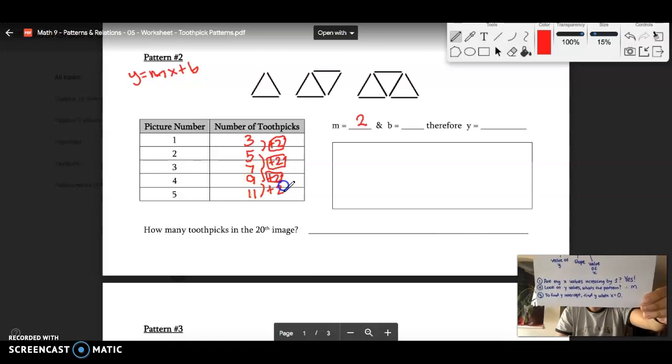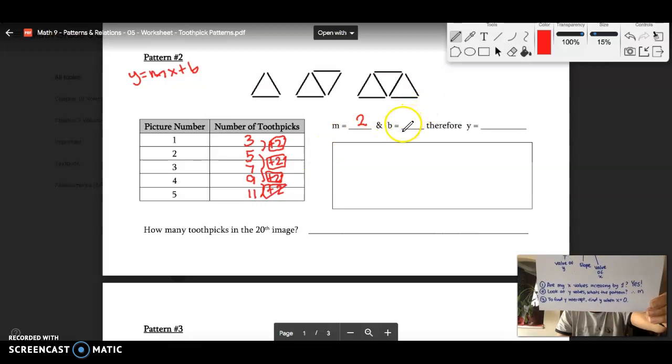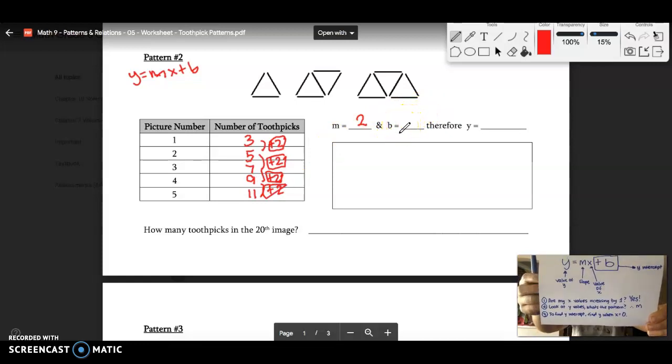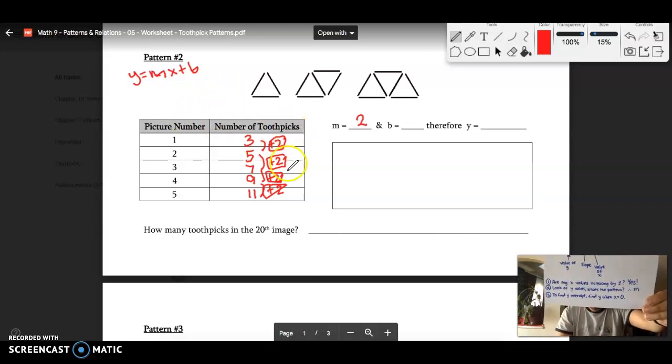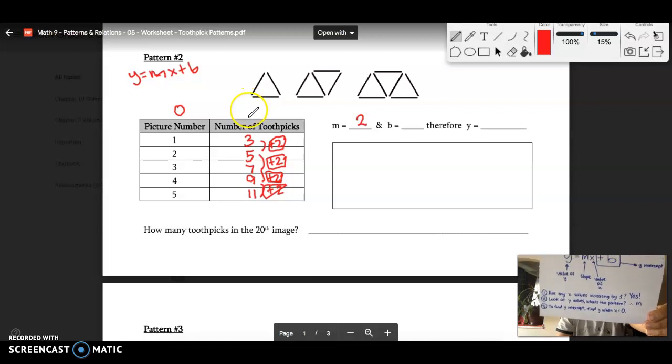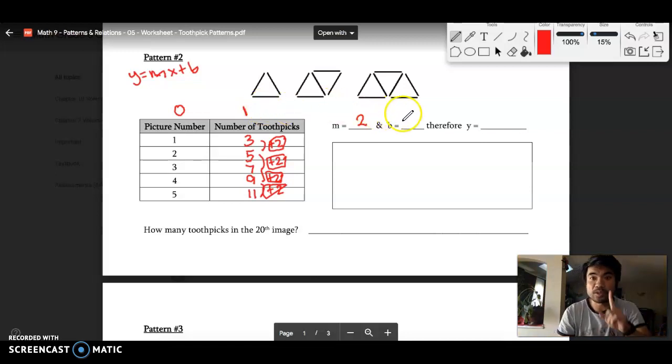Now let's look at b. b is my y-intercept, right? If you look over here, it says, to find the y-intercept, find y when x is at 0. So if you're adding 2 going down, then to go up, you have to minus 2, isn't it? So 3 minus 2 will have to be 1, okay? So my b value is 1. So therefore, my equation will be y equals 2x plus 1.